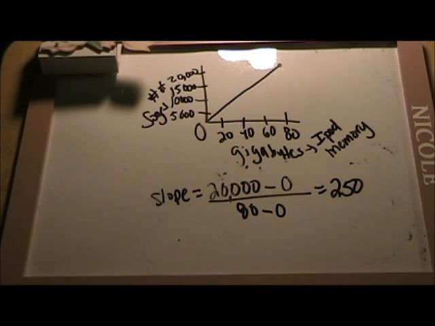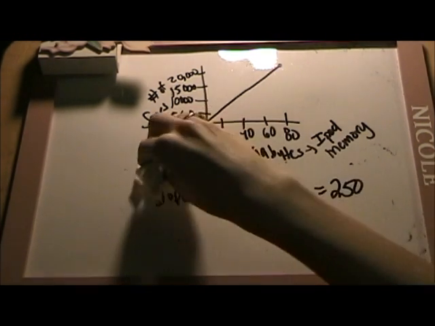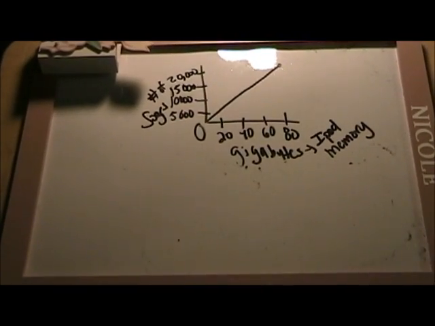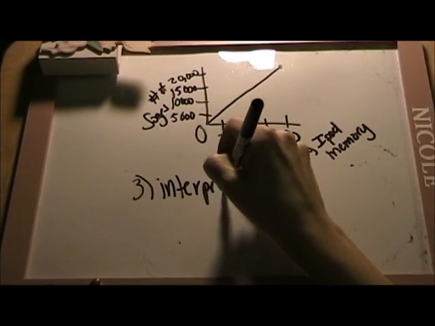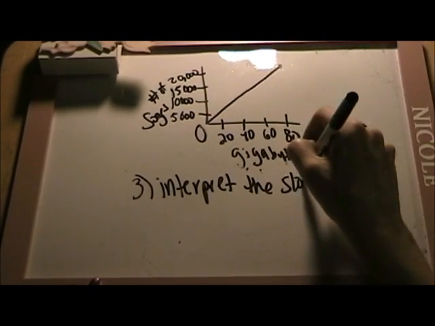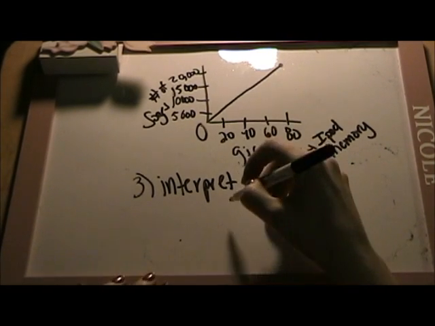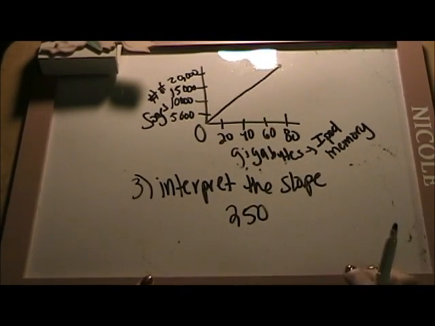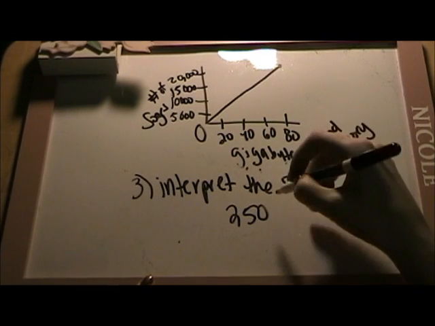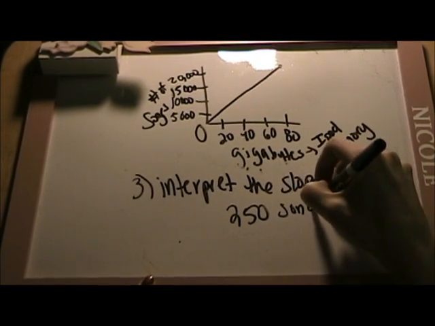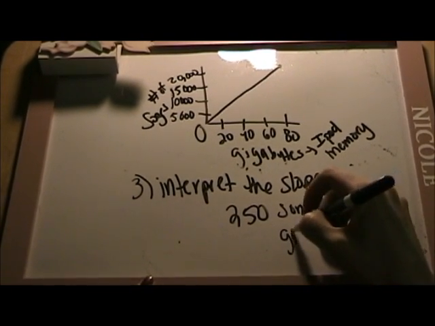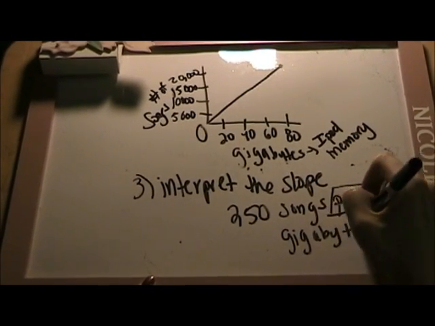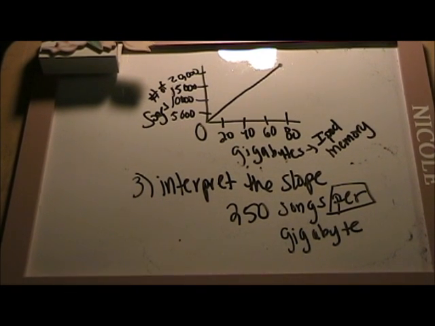Then another possible question that I could ask you once we find the slope to be 250, if they say interpret the slope, they just want you to tell us what it means in words. So what does this 250 mean? This means that we get 250 songs per, there's that keyword, gigabyte. So 250 songs per gigabyte.